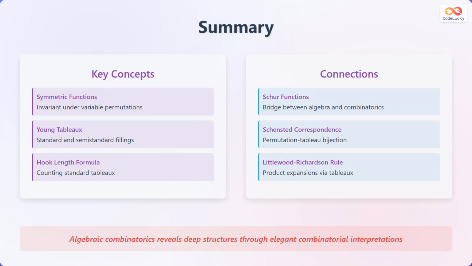The key concepts are symmetric functions, which are invariant under variable permutations, Young tableaus, standard and semi-standard fillings, and the hook length formula for counting standard tableaus. The connections are Schur functions, which bridge between algebra and combinatorics, the Schensted Correspondence, which is a permutation-tableau bijection, and the Littlewood-Richardson Rule, which governs product expansions via tableaus. Algebraic combinatorics reveals deep structures through elegant combinatorial interpretations.